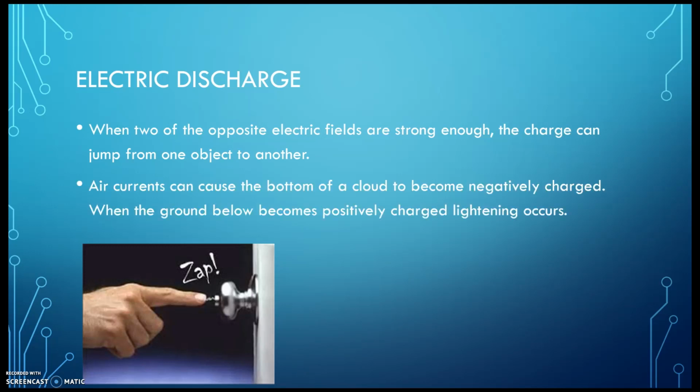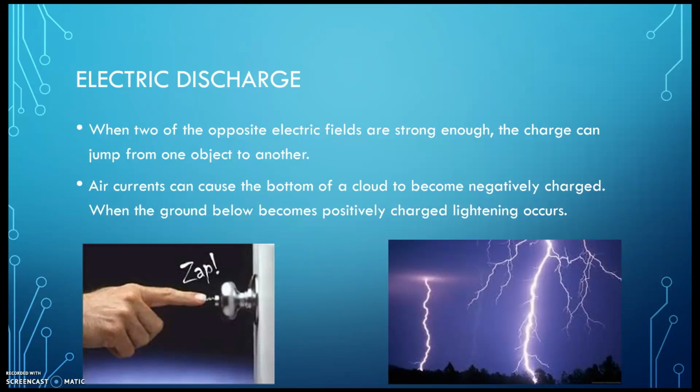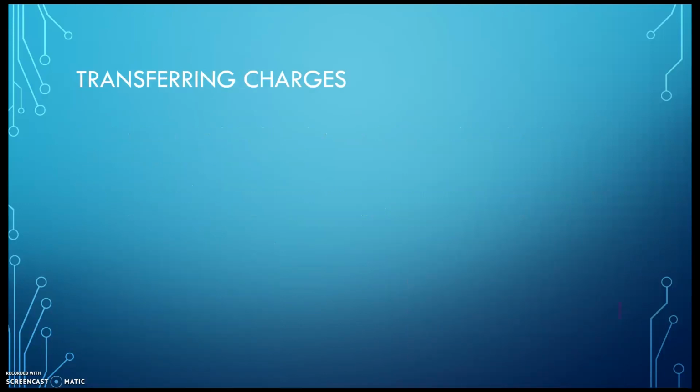Okay, air currents can cause the bottom of a cloud to become negatively charged. And when the ground below becomes positively charged, lightning occurs. Two areas in the sky can also become positively and negatively charged, which can cause that electric discharge, which is lightning. So we've all seen, probably both of these, experienced static shock or seen lightning.